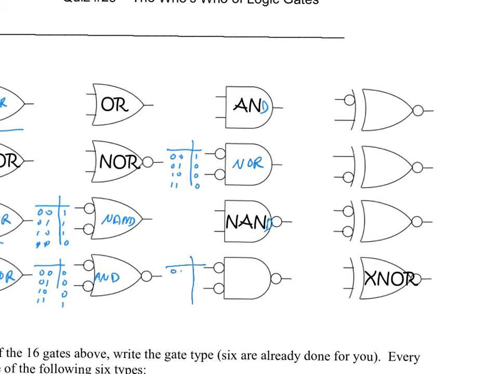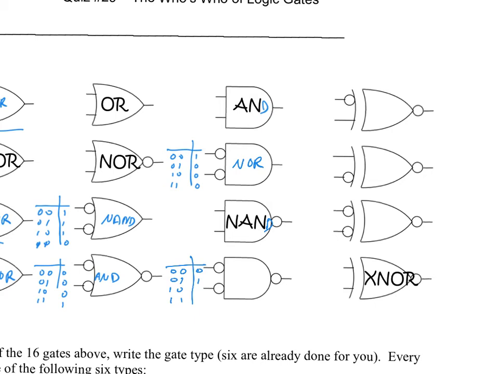All right, 0, 0, 0, 1, 1, 0, 1, 1. So 0, 0, NOTed, gives us a 1, 1. We AND that, we get a 1, then we NOT it, we get a 0. A 0, 1 gives us 1, 0. We AND 1 and 0, we get a 0. We NOT it, we get a 1.